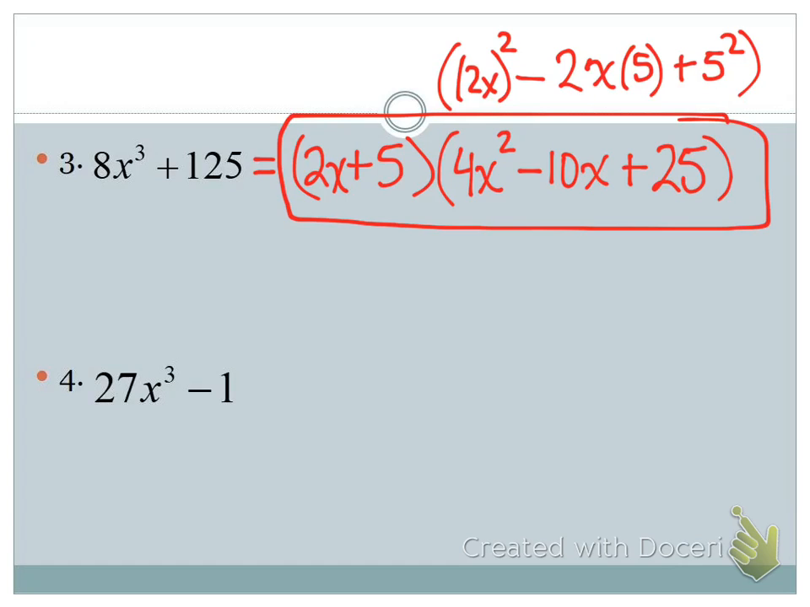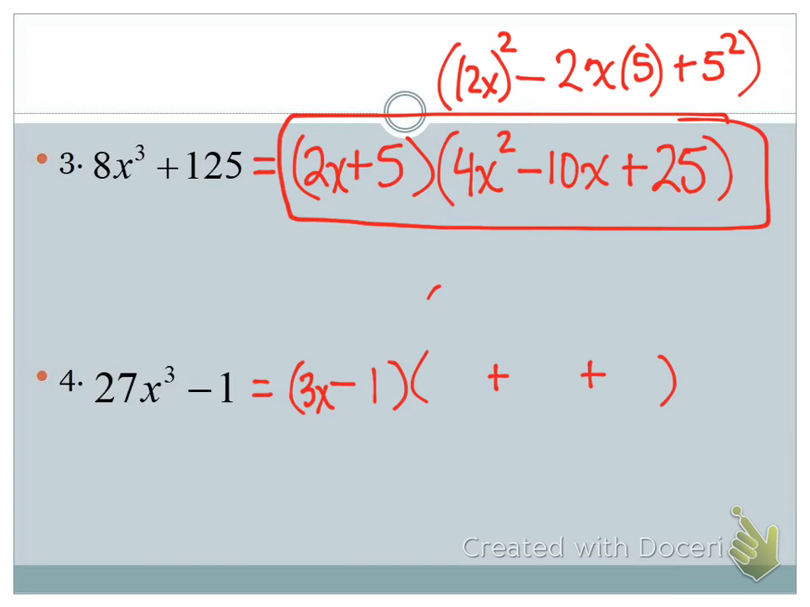Not quite. Almost. On number 4, do I have a sum or a difference? A difference. So what are my signs? Good. Minus, plus, plus. All right, for my first set of parentheses, the little one, we take the cube roots. What is the cube root of 27x cubed? 3x, good. So 3x, and the cube root of 1 is 1.